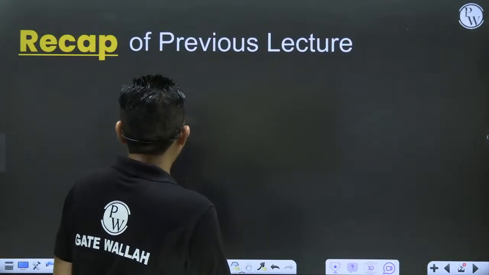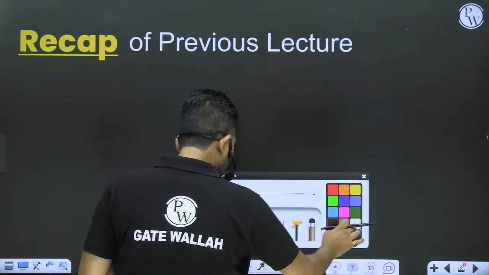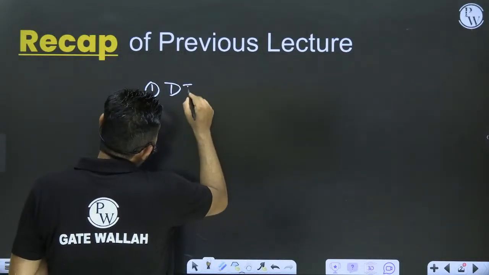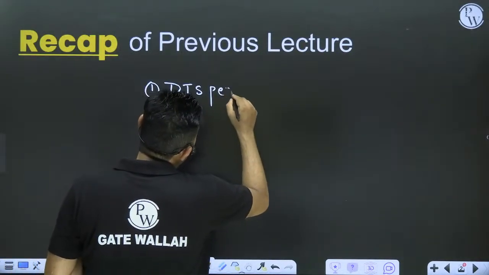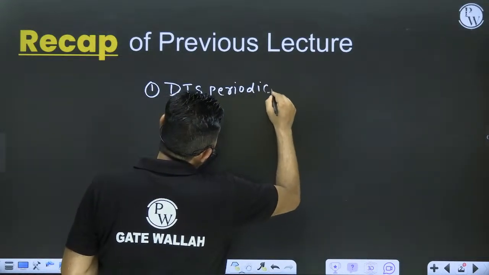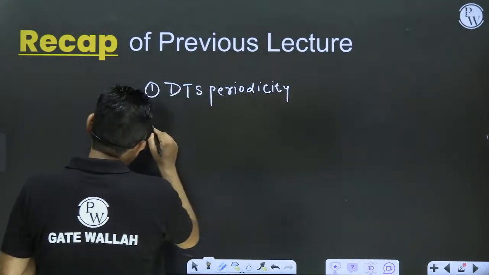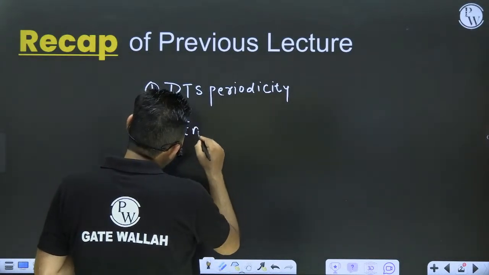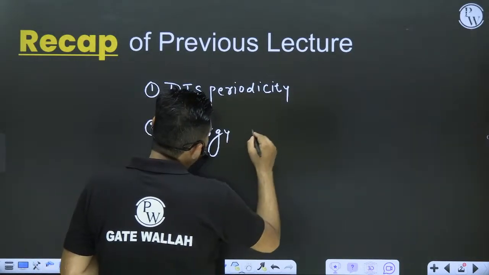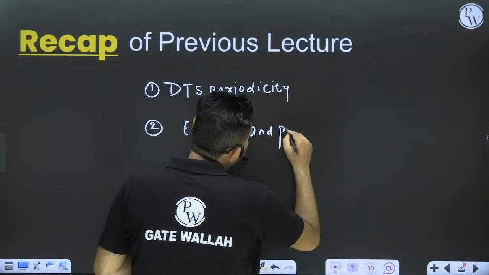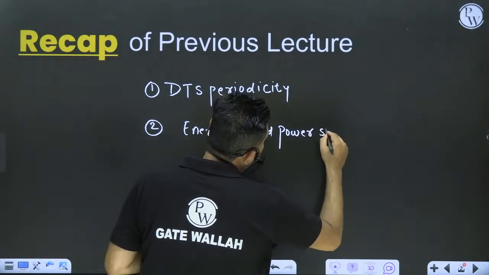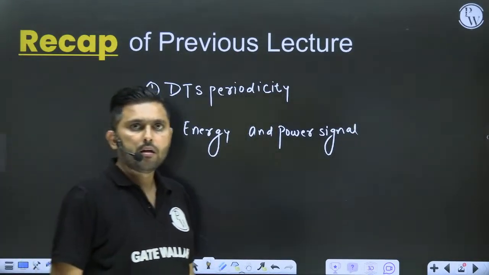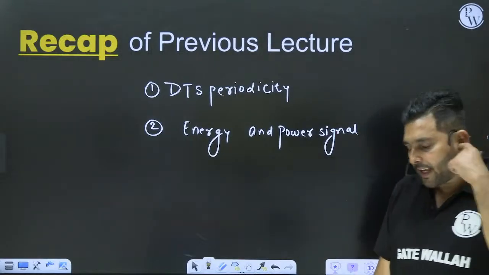So what we covered in the last class: first, discrete time periodicity, and second, the energy and power signal. So let's recap a bit.